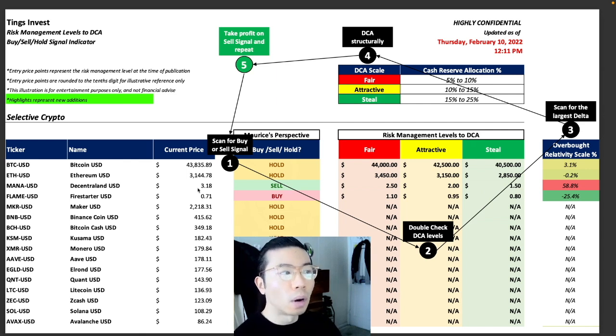And then you repeat the process over and over again, right? And this is a relatively defensible method for you to generate consistent return. So it's a 5-step process, relatively simple. Again, you go through step 1, step 2, DCA levels, step 3, look at the biggest delta, step 4, DCA structurally, and step 5, take profit and repeat the money loop cycle that we're talking about.